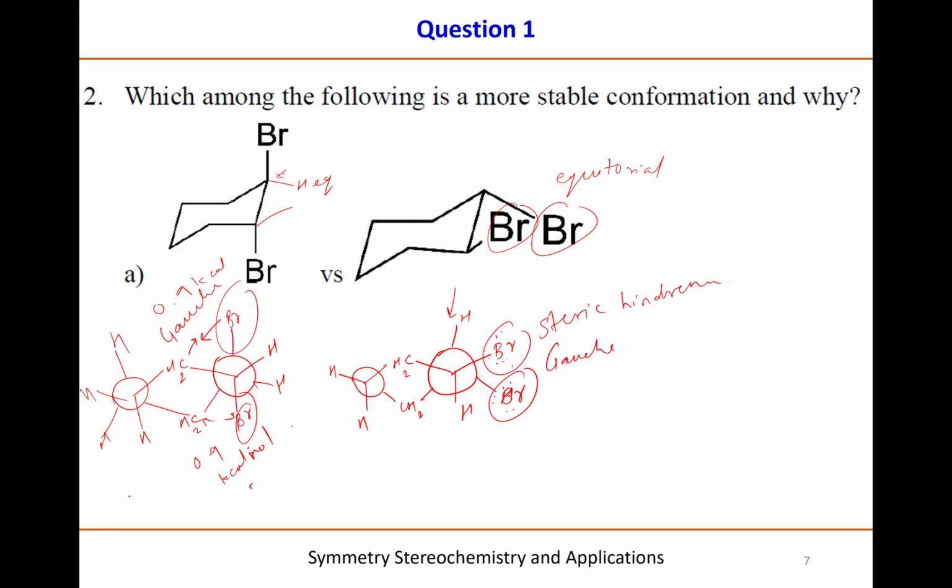Because two gauche interactions are there, 1.8 kcal energy is there in total here, but the bromine interaction energy is 3 kcal per mole, right? So the energy of this molecule is high compared to this one. That's why this one is stable. But we have to consider the gauche interaction energy. We cannot neglect this one. So they always calculate the energy and then find out which one is more stable and which one is less stable. Okay.